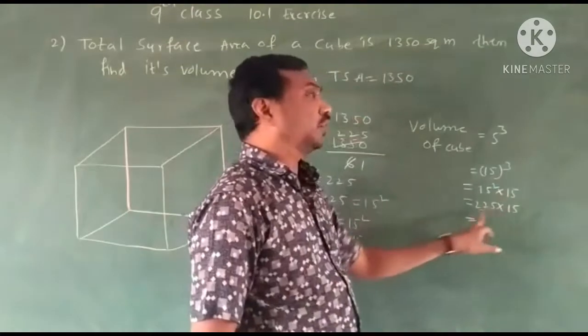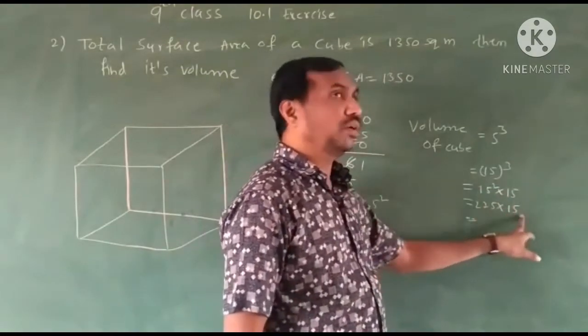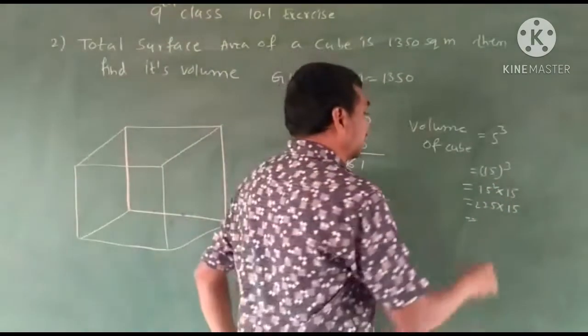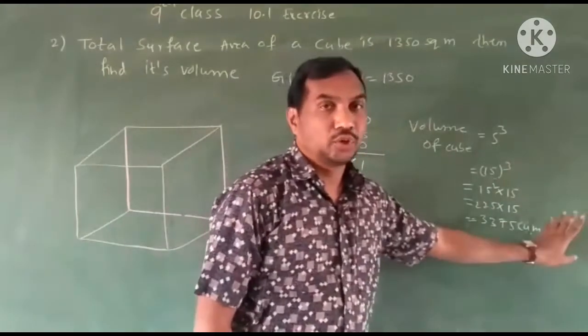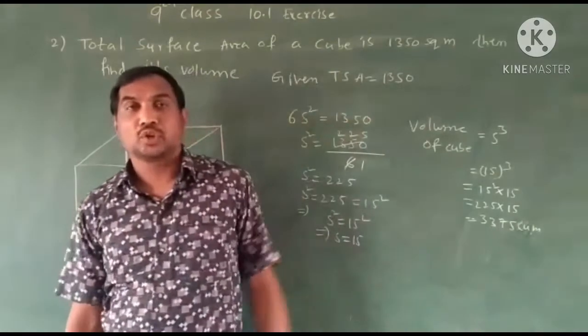So that is 15 into 200, 3000. 25 into 15, 375. That is 3375 cubic meters. Volume, so we need to write it in cubic meters.